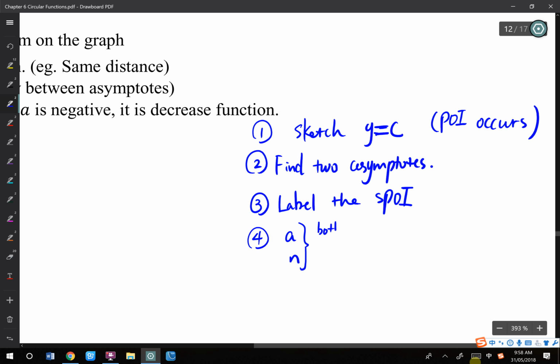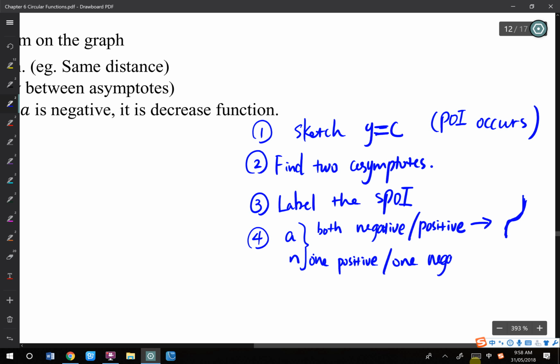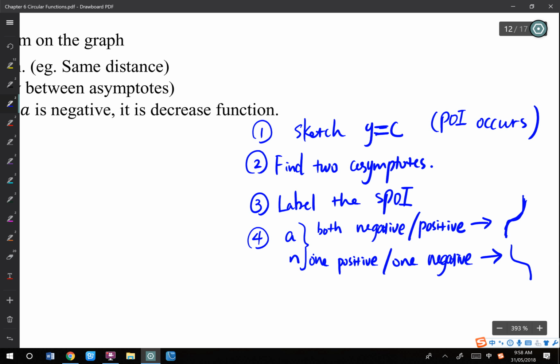If both are negative or both positive, you have an increasing graph. One positive, one negative, you have a decreasing graph. And you can sketch after that. Okay, so that's the 4 steps you need for sketching a tangent function.